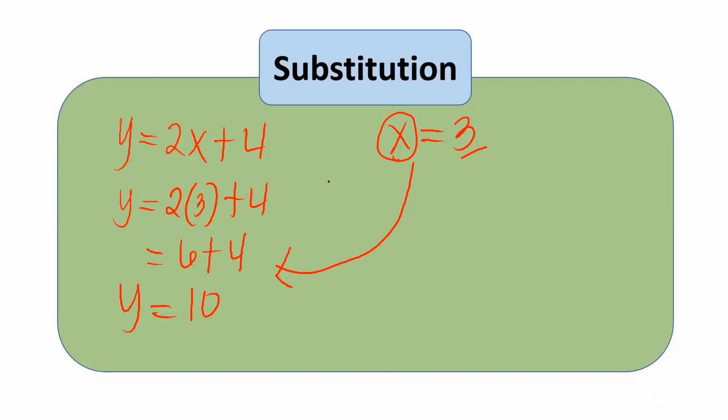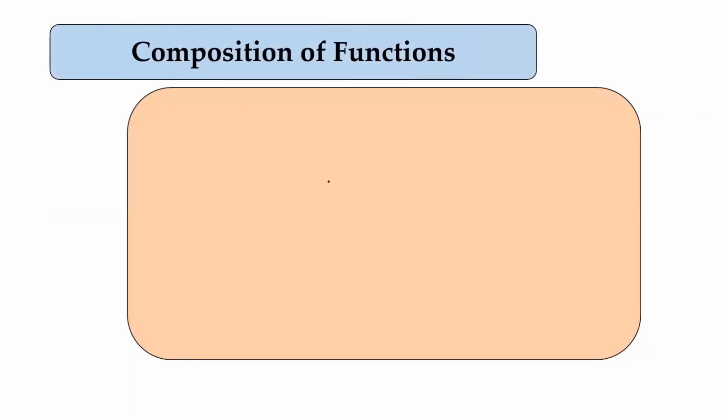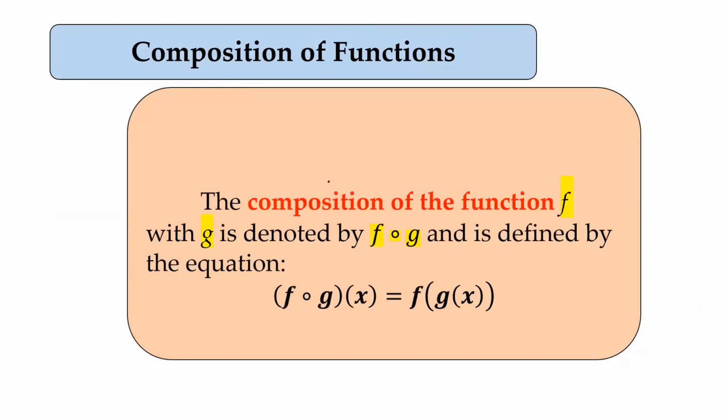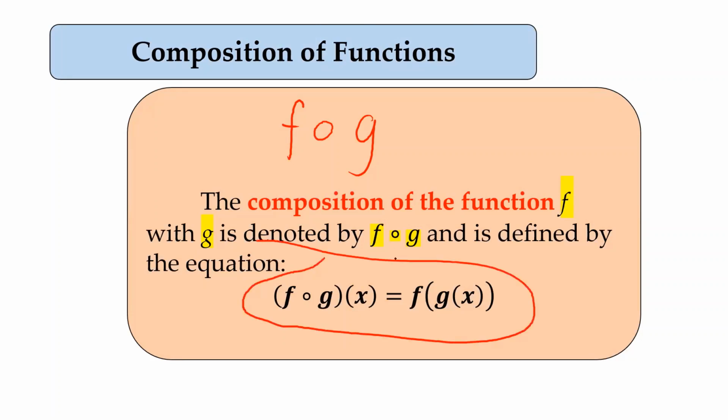So let's proceed to the main topic of our video lecture, which is the composition of functions. First, we will define composition of functions. The composition of function f with g is denoted by f composed with g. All right? So, we will write it like F, with a circle in the middle, and then G. To read it as F composed with G. This is the definition of composition of function.